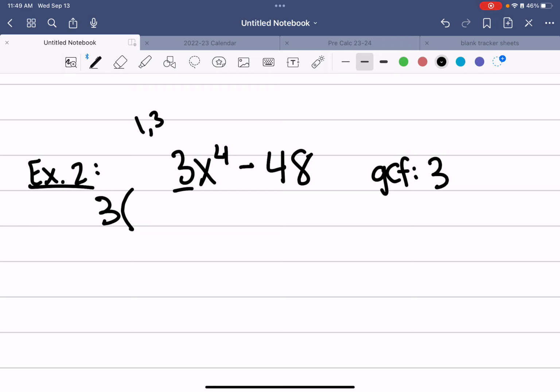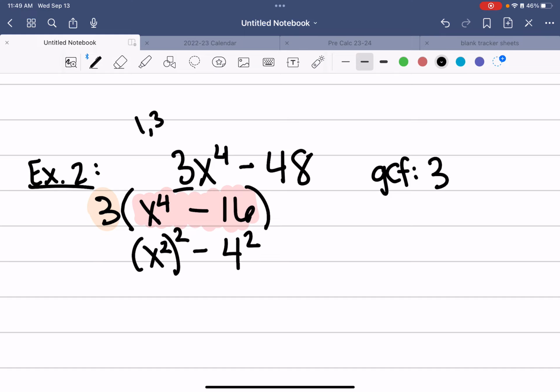And 3x to the fourth divided by 3 would just be x to the fourth minus 48 divided by 3, which we already said was 16. Now, I know my greatest common factor, which is a single term, is already factored completely because there's nothing that could factor out of just a 3. Now I'm going to check my second factor here. This could be factored because this is a difference of squares again. I'm checking if both my terms could be written as squared terms. So instead of writing x to the fourth, I could write x squared squared. Instead of writing 16, I could write 4 squared.